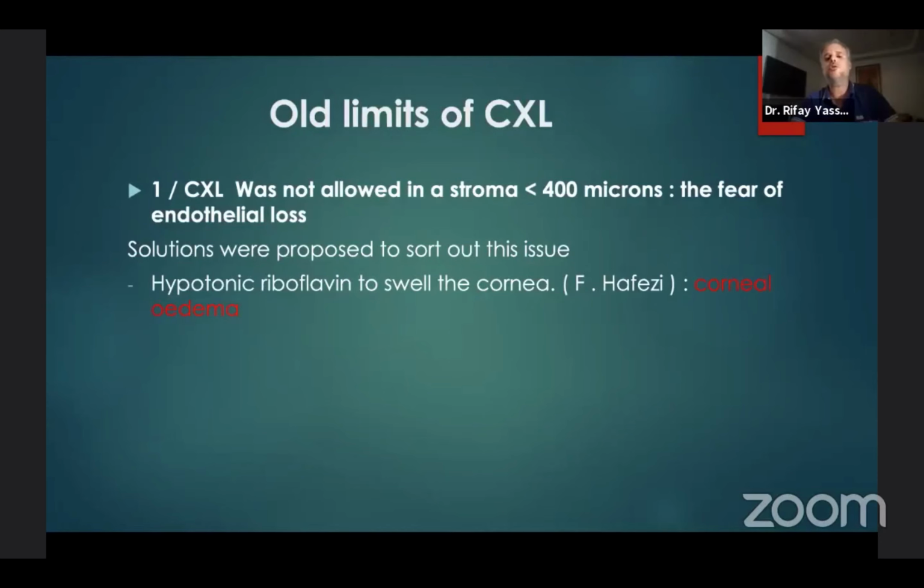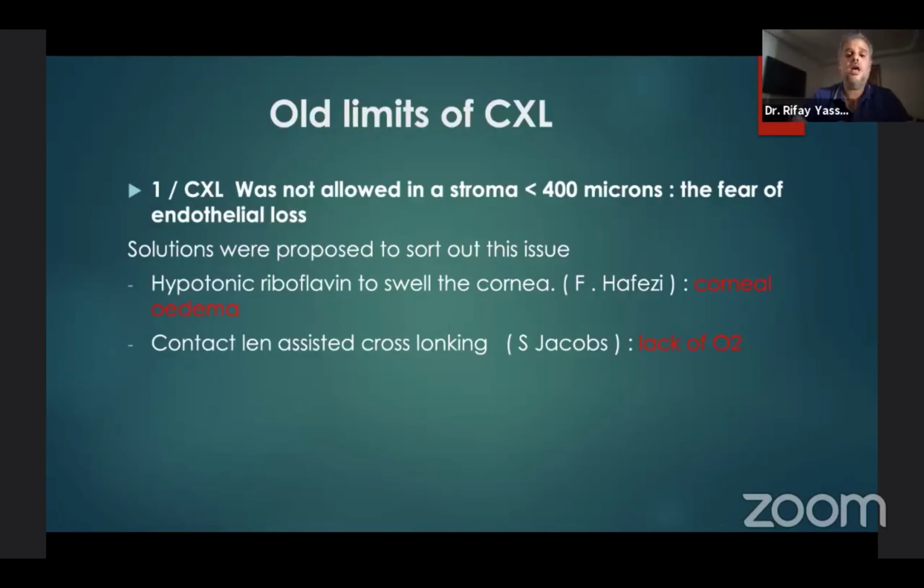The proposals were to change the cornea with hypotonic riboflavin by Farhad Hafizi to make the cornea swell, but it gives some corneal edema. There is the technique developed by Susan Jacob from India, the contact lens assisted cross-linking, but there is a problem of oxygenation of the cornea, and there is the epi-on technique and iontophoresis.